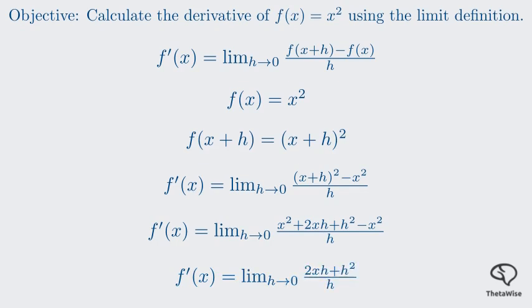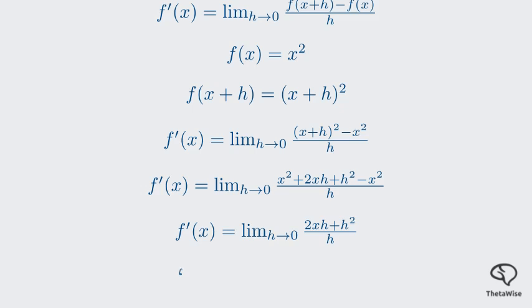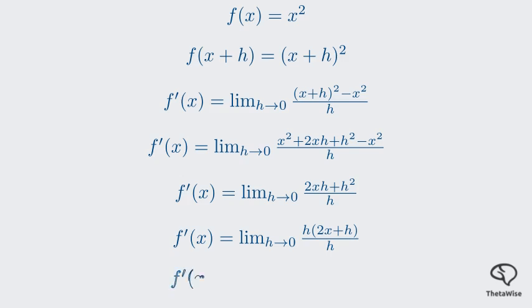Now we can factor out an h from the numerator. This gives us the limit as h approaches 0 of h times the quantity 2x plus h, all over h. Since h is approaching 0 but is not equal to 0, we can cancel the h in the numerator and the denominator. This simplifies to the limit as h approaches 0 of 2x plus h.